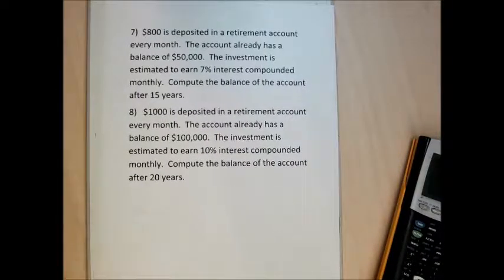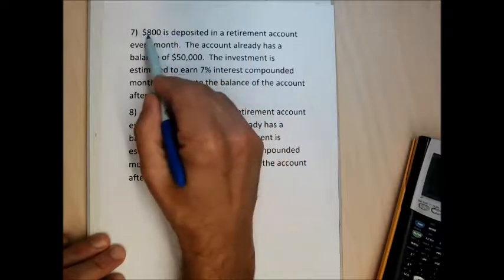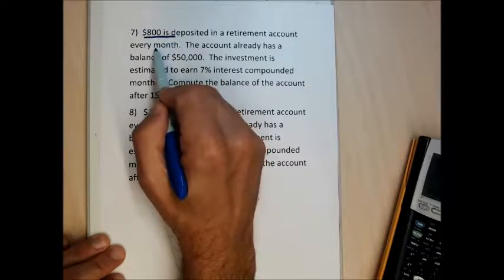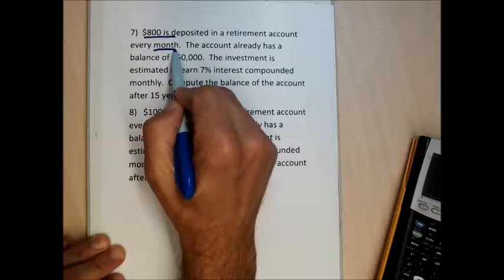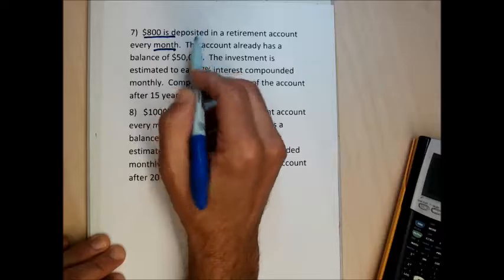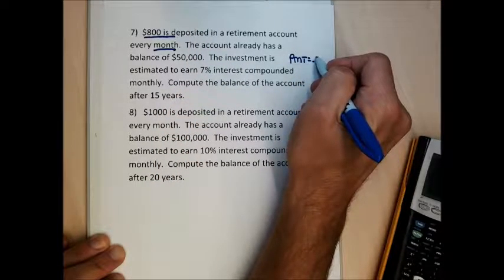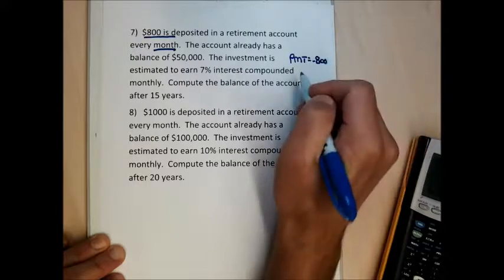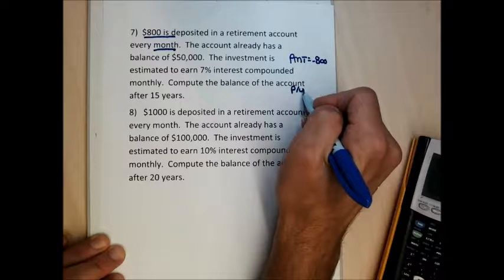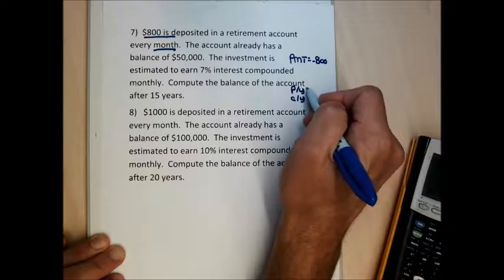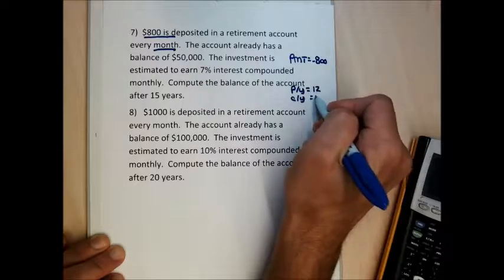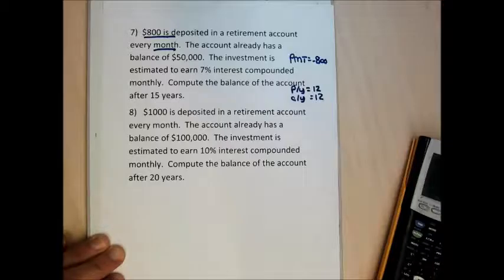I'll let you do number 7. I think I'm going to skip number 8. Let me write down the number 7 for you. It's exactly the same kind of problem. The big trick here is it says $800 is deposited in a retirement account every month, not every 2 weeks, not twice a month. In this problem, the PMT, that's still easy. That's going to be a negative 800. In that first sentence where it says the amount is deposited every month, there's 12 months in a year. The PY and the CY are going to be 12.